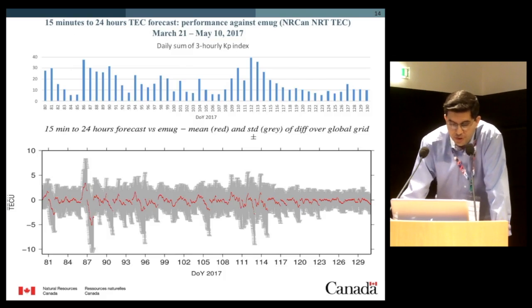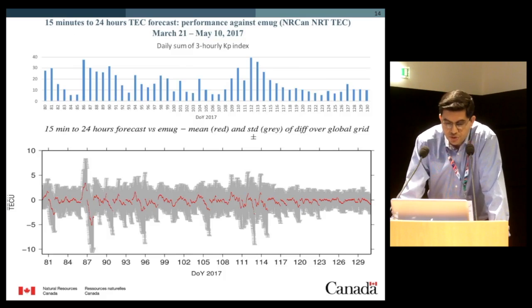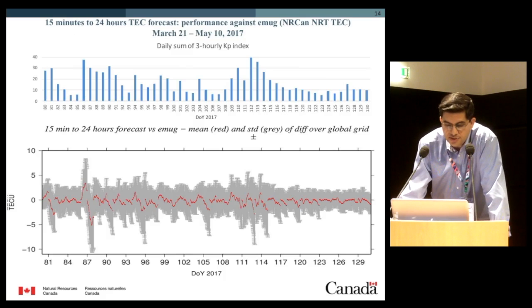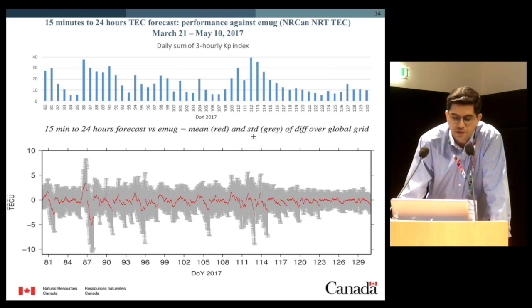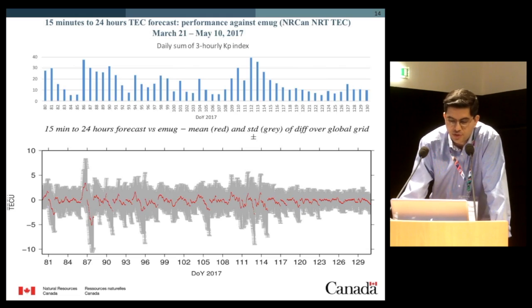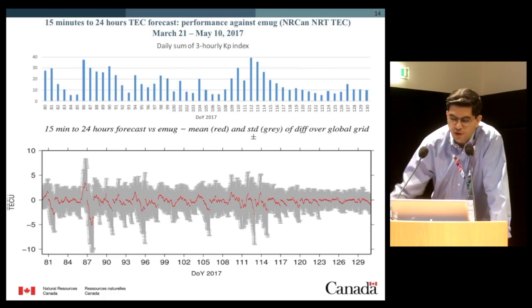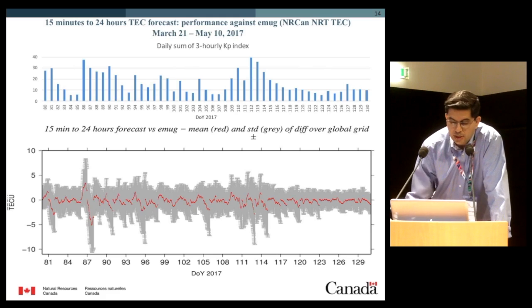Looking at the longer period from March 21st to May 10, 2017, again, you can see that the day is degrading the mean, because they are forecasts shown here from 15 minutes up to 24 hours forecast. So every day you can see this discontinuity on the bottom plot, because they are degrading as we are far from the beginning epoch. And again, the STDs are plotted as plus minus gray standard deviation.